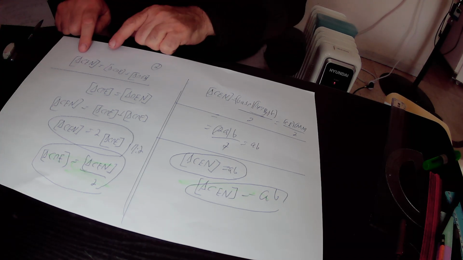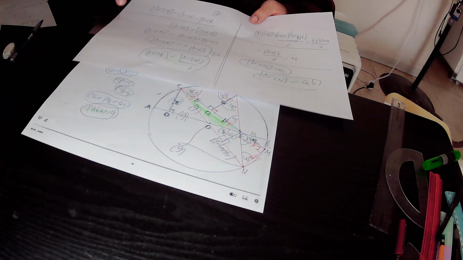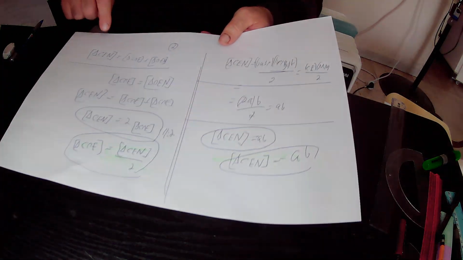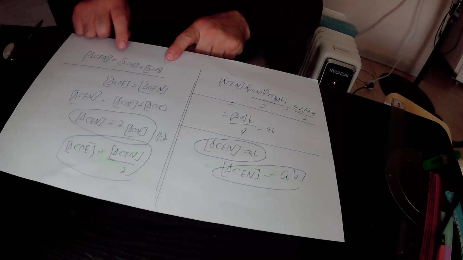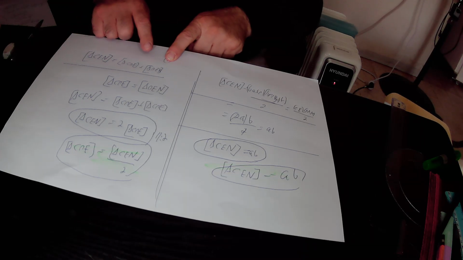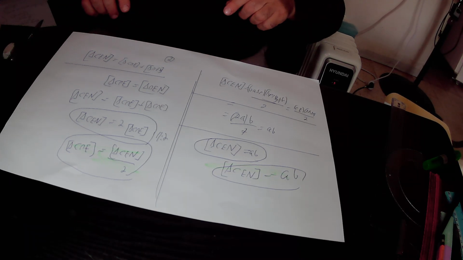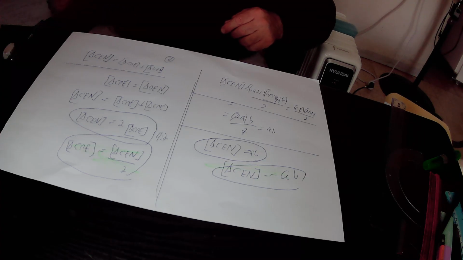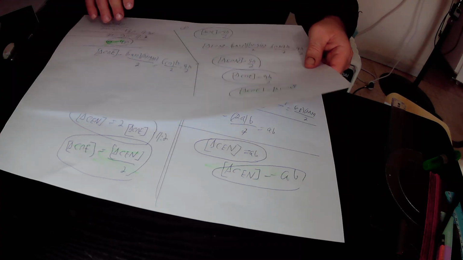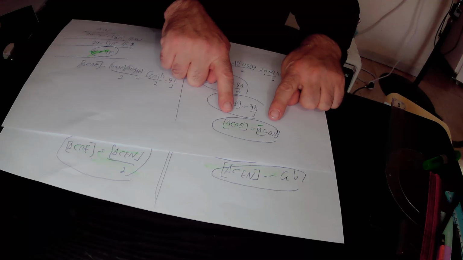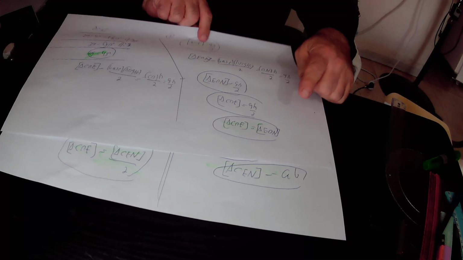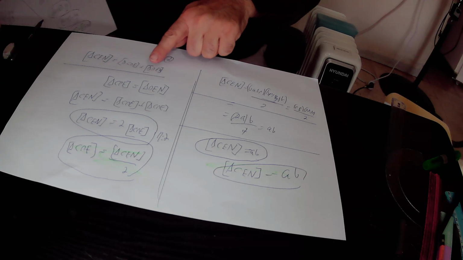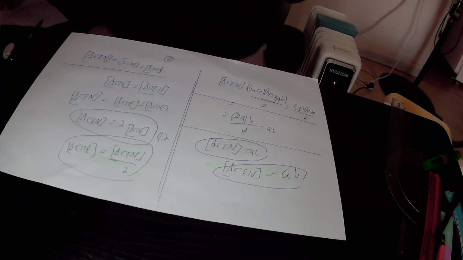So in total, we found out that the area of this big triangle CEN equals the area of the green triangle COE plus the area of the lower triangle OEN. But we already found out that the area of the green triangle COE equals the area of the lower triangle OEN.